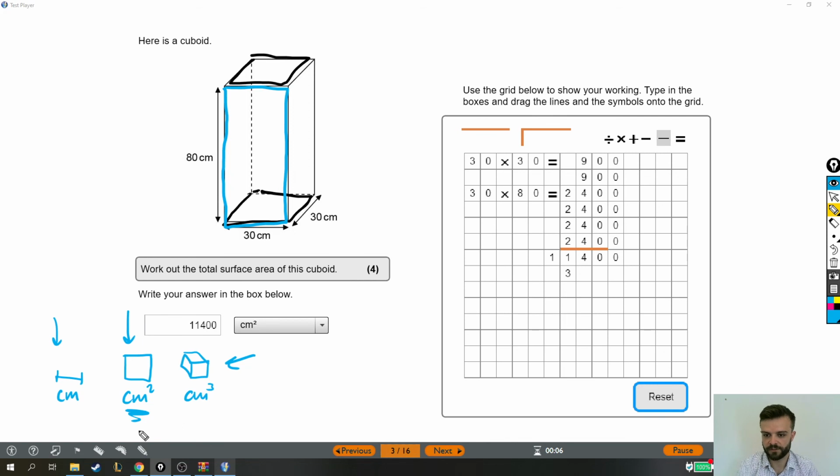Good, so centimeter squared is for area. I hope that last bit didn't get too confusing, a bit too deep, but there you have it. It's 11,400 centimeters squared. Quite a big question. Hope that helped.